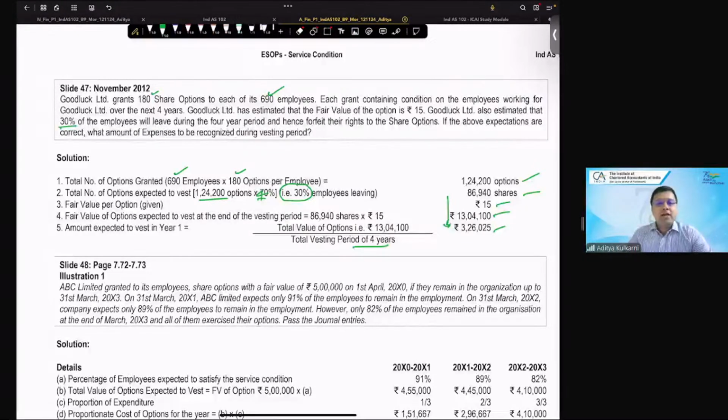And anyway, when are you going to do a cumulative catch-up? At the end of the 4th year, when the options actually vest. At that time I may not even be there. I may have resigned or I may have retired, whatever would have happened. Today, I can color the profits in this way. Yes or no? Yes, sir.